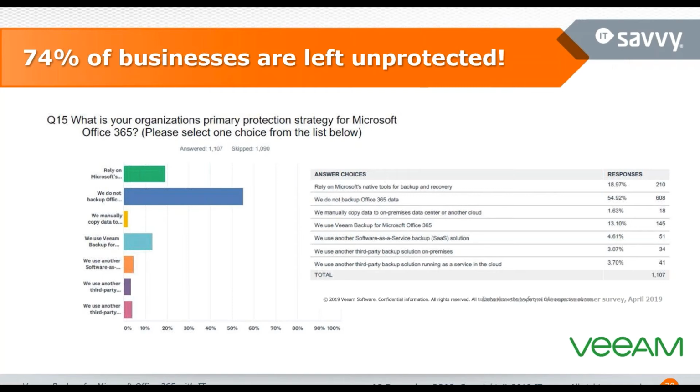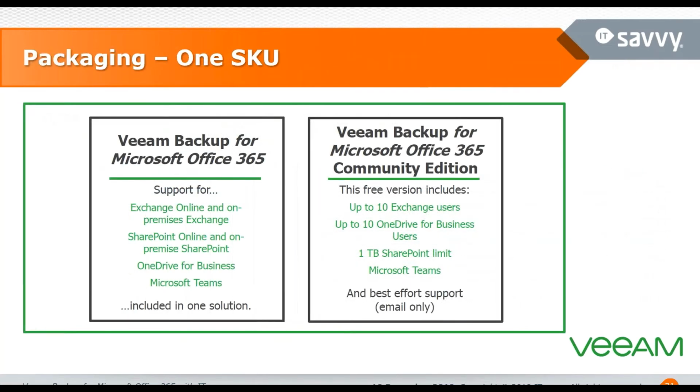So it's good to understand that we consider about 74% of businesses out there to be left unprotected. It's also crazy to think that as of a couple months ago, when numbers came out, there's about 180 million users in Office 365 today. And it's kind of scary to think that about 74%, 75% of those are not protected. So when you start thinking about this, you might really be considering, well, VBO could be the way to go.